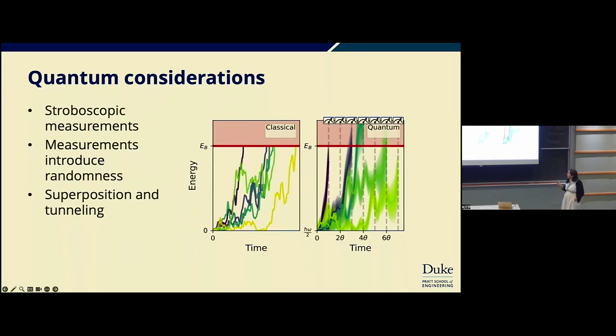And then also you can have parts of your state that are above the energy barrier when you measure, and then you may or may not measure above the energy barrier at that point. So the measurements themselves are also inducing randomness, which is not the classical case. And then finally, of course, you can have things like tunneling and superposition or entanglement that are very different.